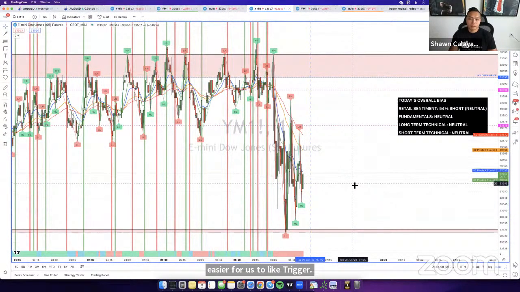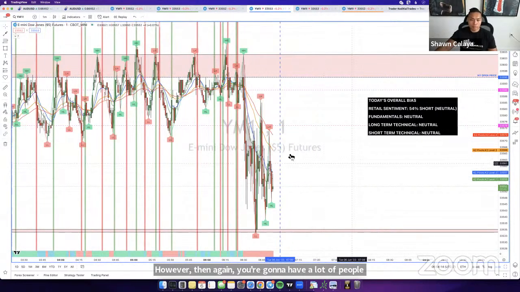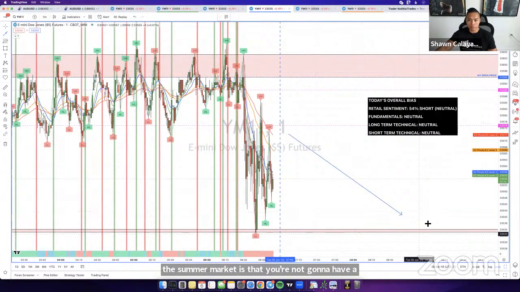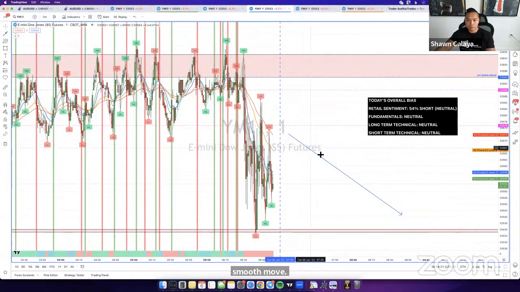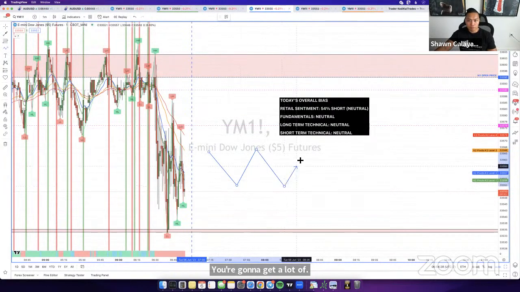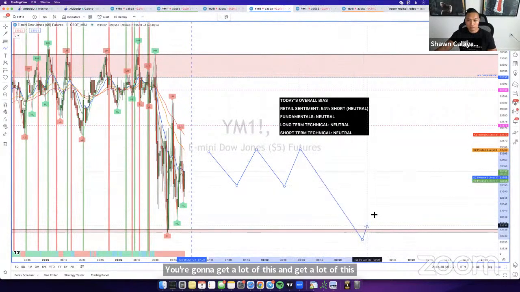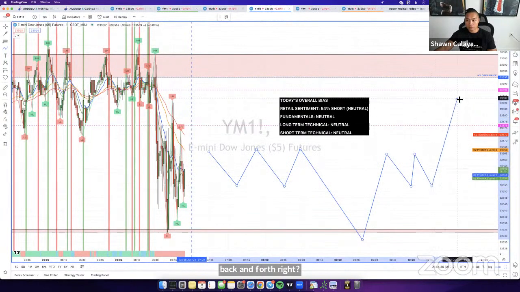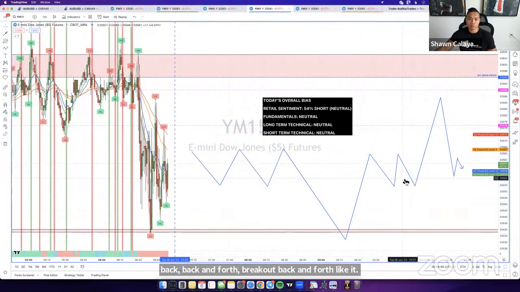However, you're going to have a lot of people on both sides. It's not going to be one-sided. The main thing with the summer market is that you're not going to have a smooth move. It's not going to be very directional, right? It's not going to be going down heavily or going up heavily. You're going to get a lot of this back and forth, breakout, pull back and forth, breakout, back and forth. You're going to get stuff like that because there's a lot of retail traders in the market who don't know what they're doing, so they're pushing price back and forth.